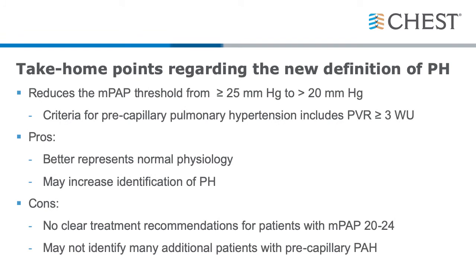So these are my take-home points. Again, the threshold for the definition of pulmonary hypertension has been reduced to 20 millimeters of mercury, but other parameters have not changed, including the pulmonary vascular resistance. This new definition better reflects physiology and may identify more patients that are at risk for severe disease. But we don't really know what to do with patients that have the mean pressure in the 20 to 24 range. And we may not really identify that many more patients that have pulmonary arterial hypertension based on this definition.